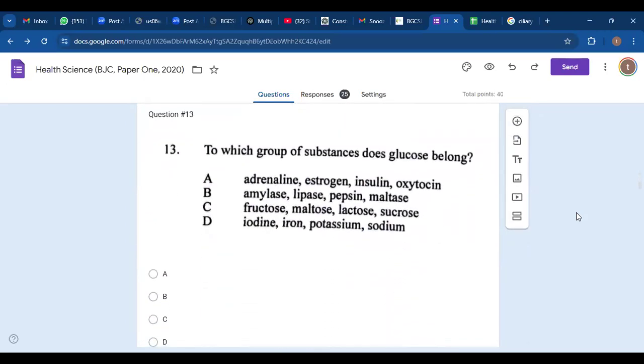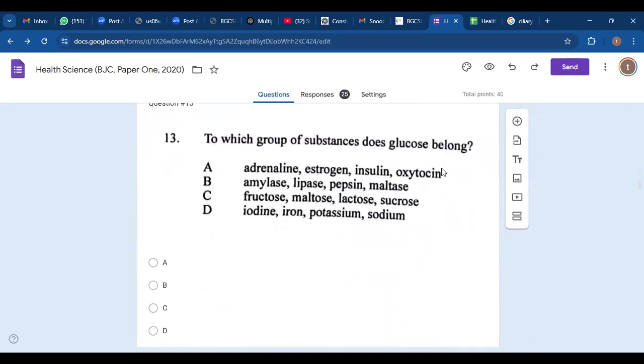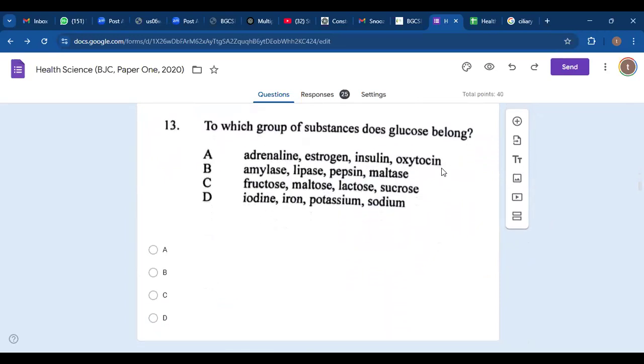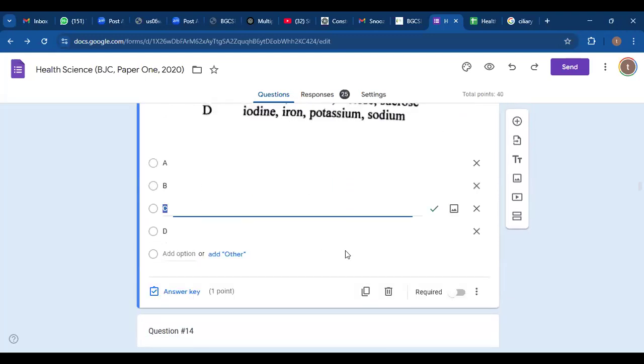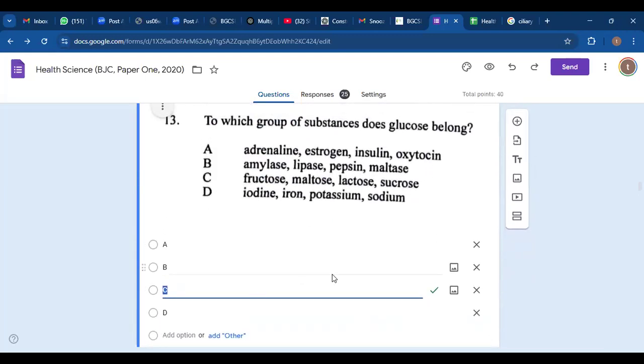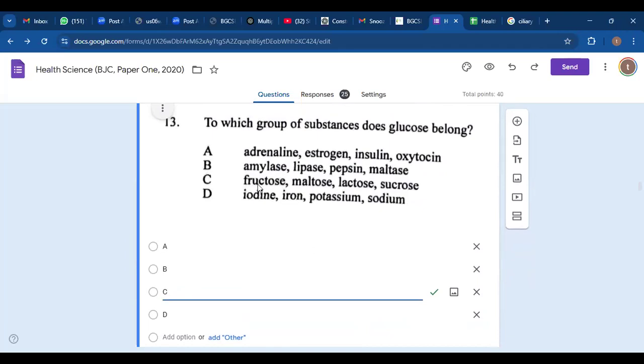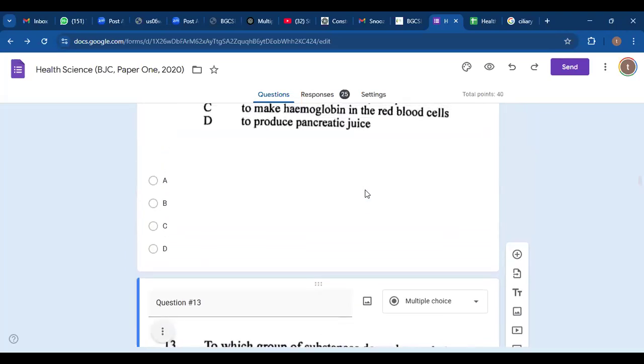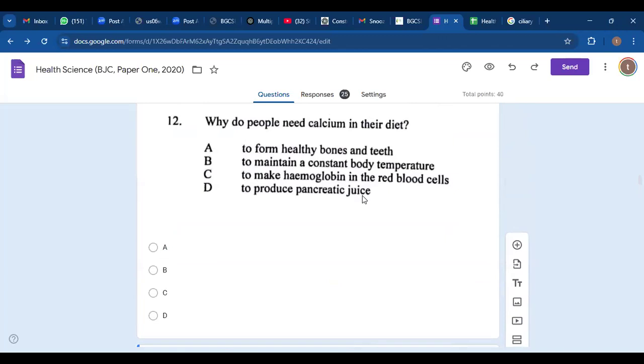To which group of substances does glucose belong? It's C. Fructose, maltose, lactose, sucrose. What is glucose? Glucose is a type of sweet, it's a sugar. What was number 12? Number 12 is A, to form healthy bones and teeth.